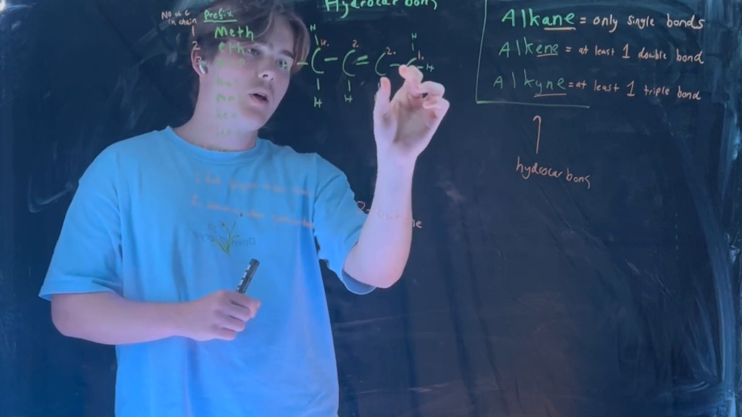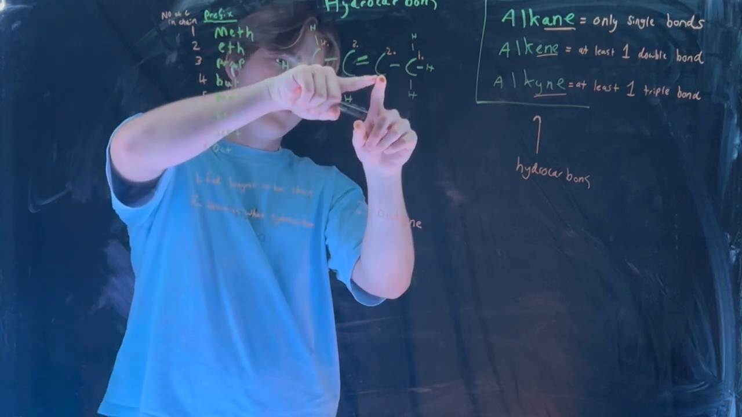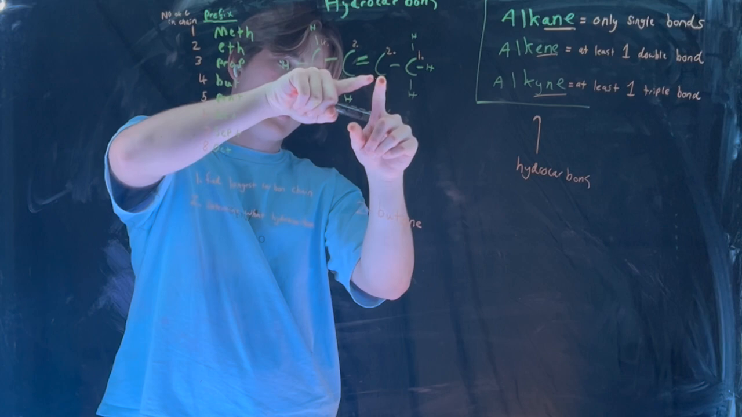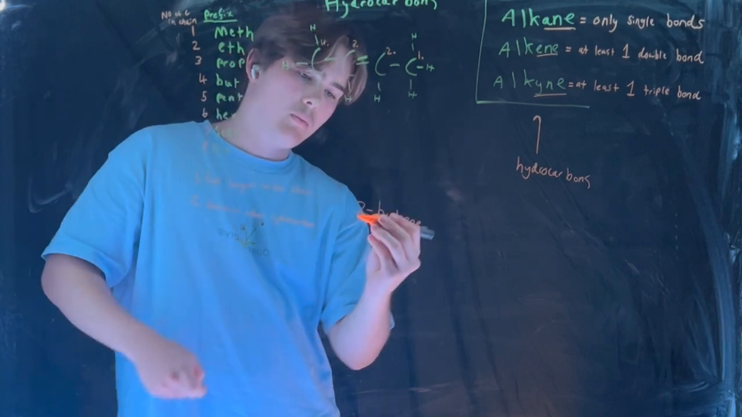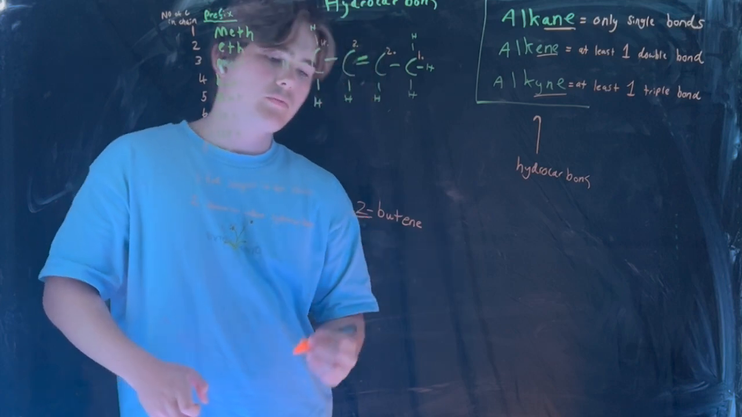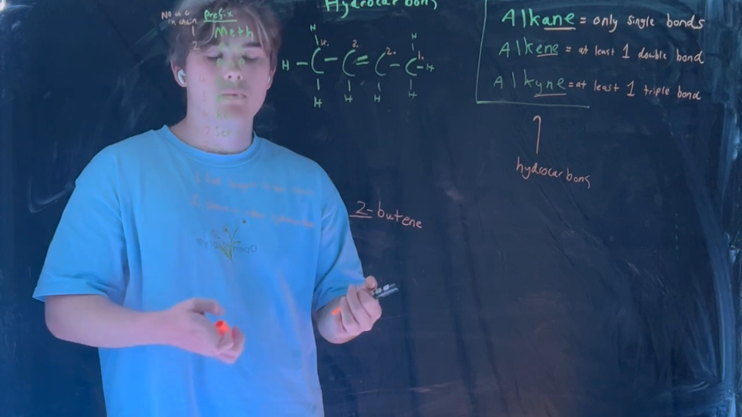So we're going to have 1, 2, this carbon here, and the bond after that second carbon is a double bond, okay? That's what we've said with this number out the front here. We've indicated what carbon that double bond is on.